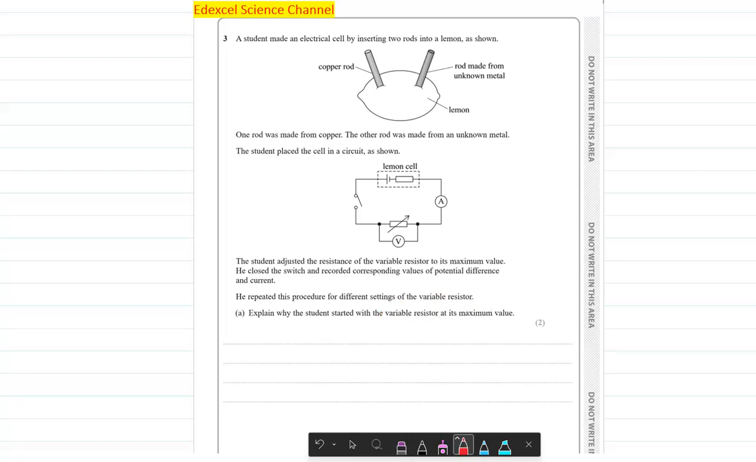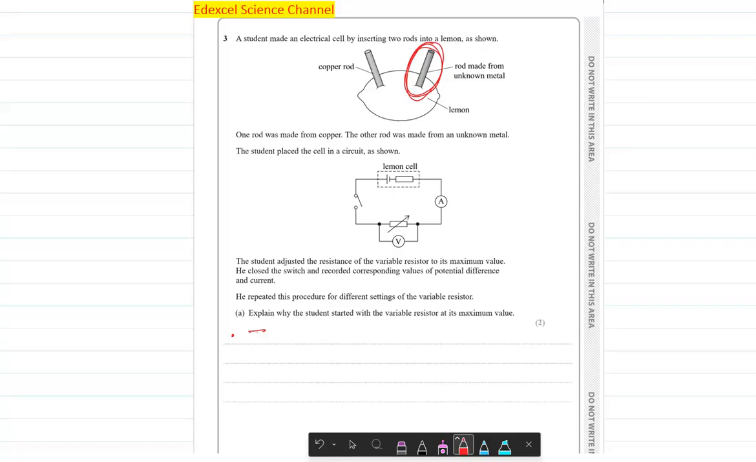So why would the student set the resistance of the variable resistor to its maximum value? The simplest reason is to give minimum current. If resistance is max, that means current must be minimum, right? But now they're asking us to explain why. The reason is that we do not know what type of metal this is. So we might have a high amount of current which might break the circuit or break the emitter. Okay, so this is going to be my answer.